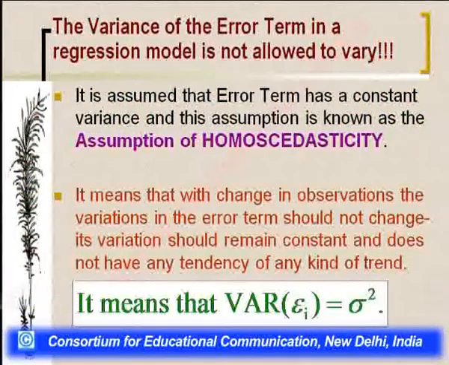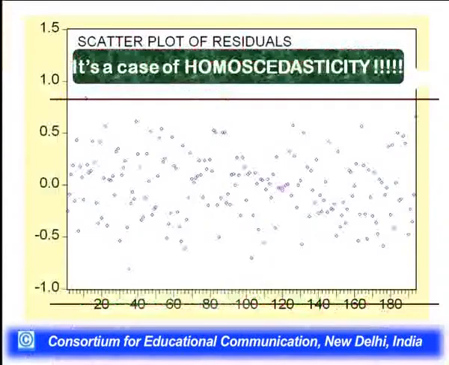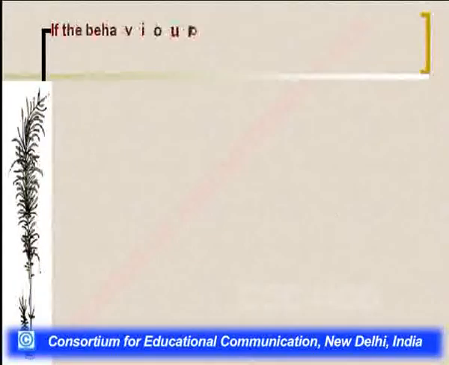The variance of the error term in a regression model is not allowed to vary. It is assumed that the error term has a constant variance, and this assumption is known as the assumption of homoscedasticity. It means that with the change in the observation, the variation in the error term should not change. Its variation should remain constant and not have any kind of trend. It means that the variance of the error term is equal to a constant variance. It's a case of homoscedasticity.